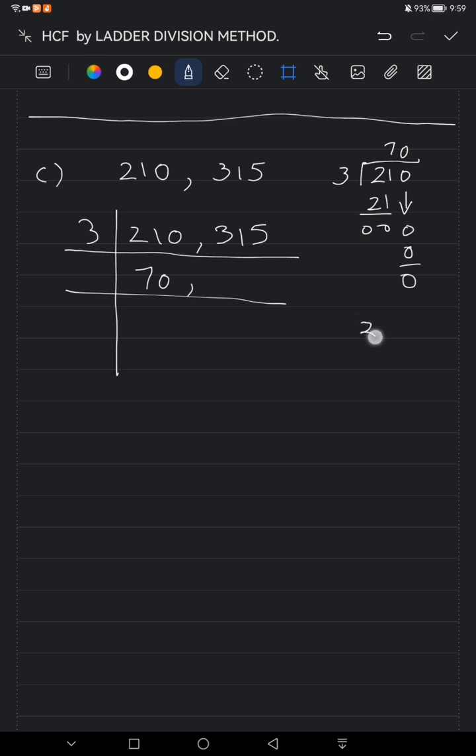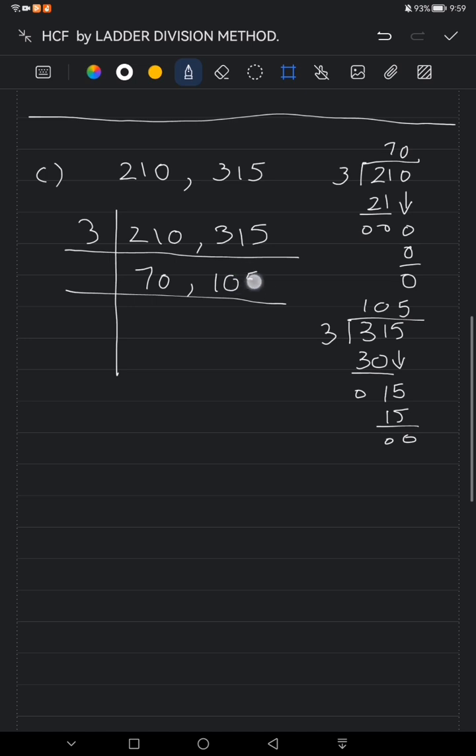Now let's divide 315 by 3. 3 tens are 30. 1 is left. 5 will come down. 3 times 5 is 15. So when you multiply 3 by 105, you get 315. Now 70 and 105 are left. The smallest possible common prime factor of these two numbers is 5. Not 3, but 5. When we divide 70 by 5, we get the answer 14. And when we divide 105 by 5, we get the answer 21.